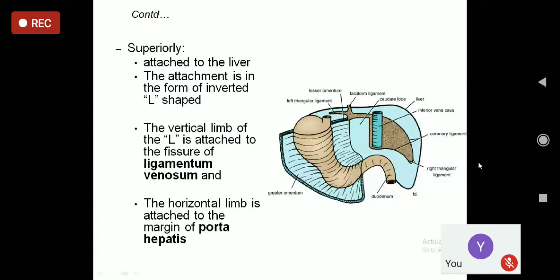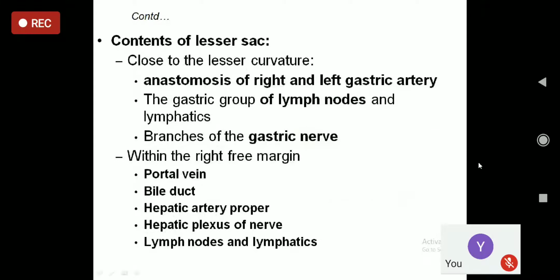So that is the superior attachment of the lesser omentum. What are the contents of the lesser omentum? Close to the lesser curvature, there is the anastomosis of the right and the left gastric artery, which are branches from the celiac trunk, and the gastric group of lymph nodes and lymphatics are there, and the branches of the gastric nerve are there.